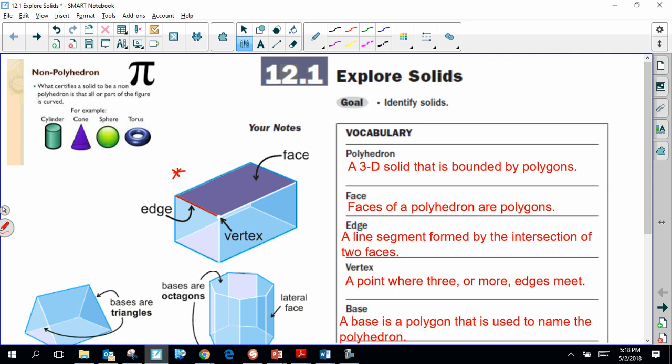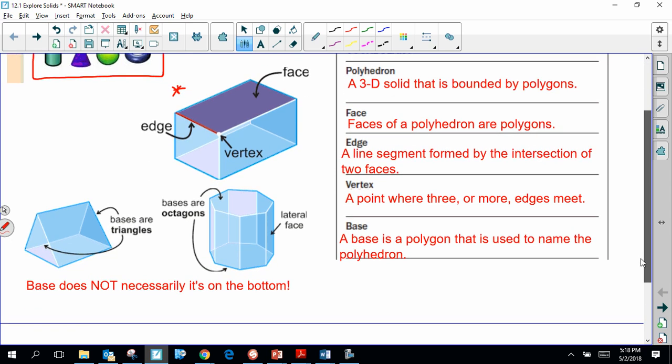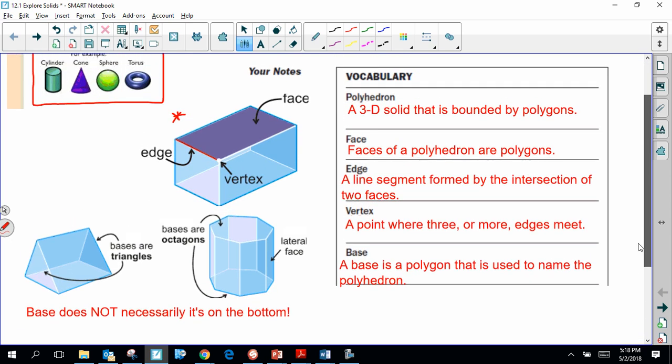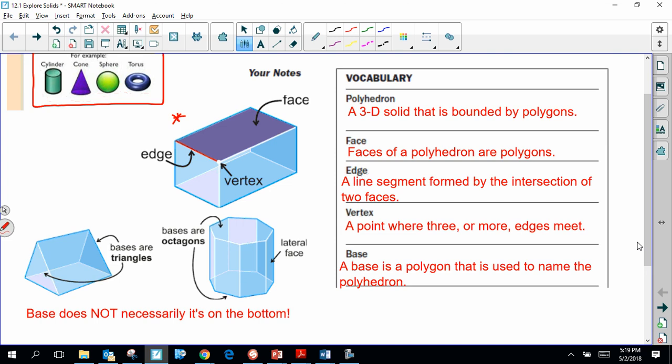So what we will see here is that we definitely have lots of things that are three-dimensional, but they're not going to be polyhedrons. So we have here examples of three-dimensional objects that are not polyhedrons. Anything that has a curved surface to it will not be considered a polyhedron. So go ahead and take whatever time that you need to copy down the definitions here.